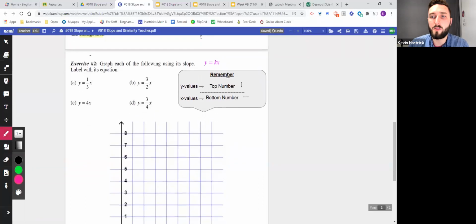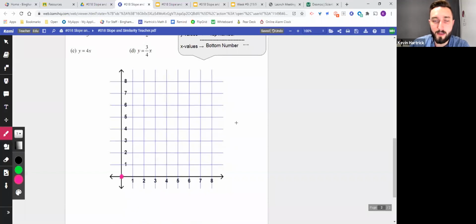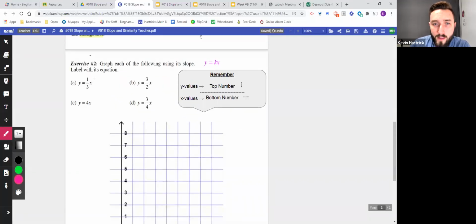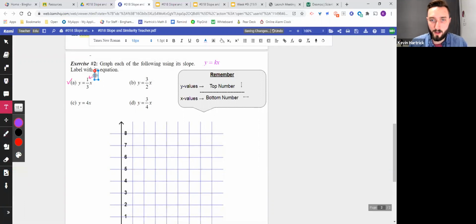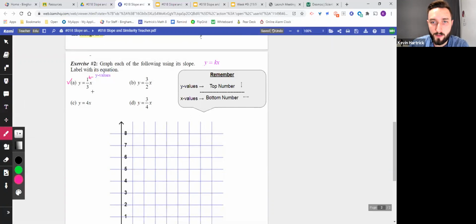All right? So I'm going to use a different color for each line. Hopefully that gives us a better view, because we're going to have to graph them all in the same thing, so it's going to look crazy. All right, so I'm going to start A. A is going to be this purple or pink color. All right, 1/3 x. So what does that mean? Well, the top number tells me my y values, remember? And the bottom number tells me my x values.